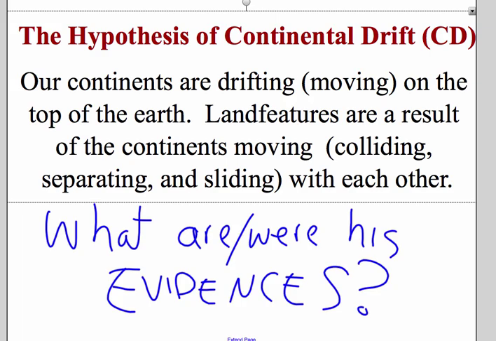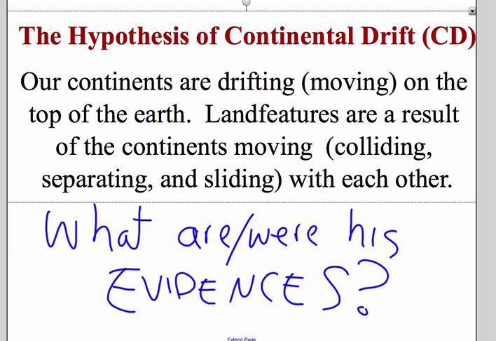So what was Wegener trying to do? Well, he was trying to figure out why we have land features where we have them on planet Earth. He came up with this whole hypothesis called continental drift, which is basically saying the continents are drifting around on top of the Earth and, as they move, collide, separate, etc., they create all these landform features that we see: mountain ranges and valleys and volcanoes, etc.